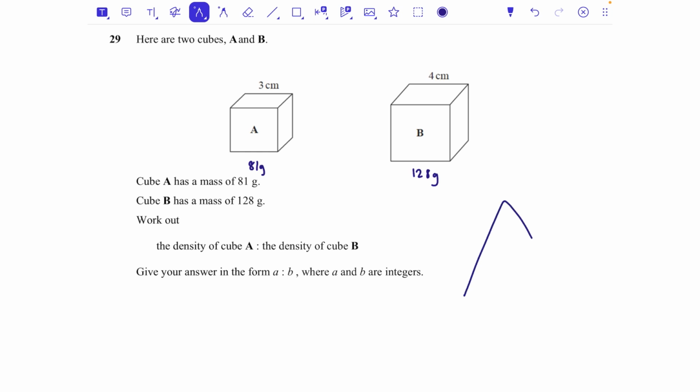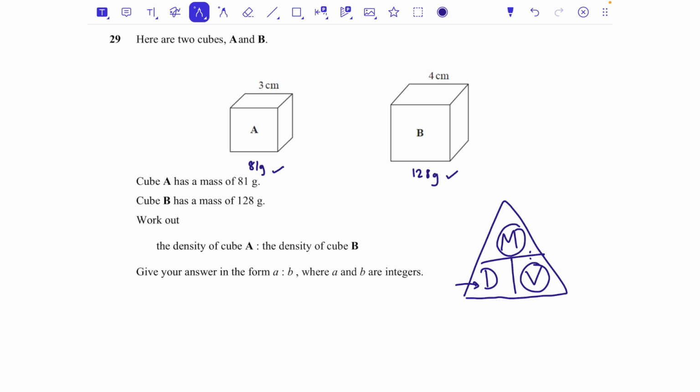So I'm going to start by drawing the triangle for density. Formula triangle, density, mass, volume, like that. We cover up the thing we want to know and we do the sum that is left behind. So if I would like to work out the density, I'm going to need to do mass divided by volume. So I'm going to need the mass, which I've got, 81 grams and 128 grams, but I'm going to need the volume, and at the minute I don't have that.